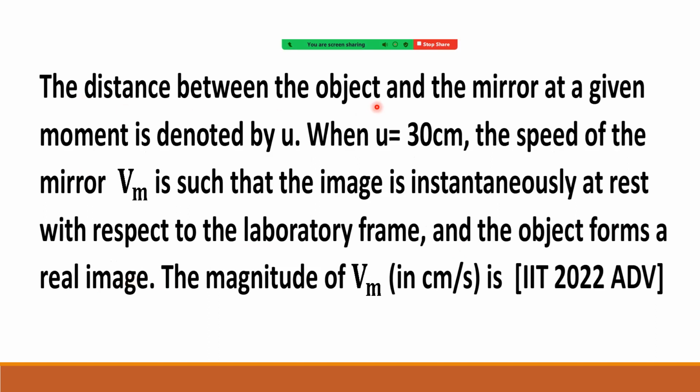The distance between the object and the mirror at a given moment is denoted by u. When u equals 30 centimeter, the speed of the mirror is such that the image is instantaneously at rest with respect to the laboratory frame and the object forms a real image. The magnitude of Vm is asked. This was asked in JEE Advanced 2022.